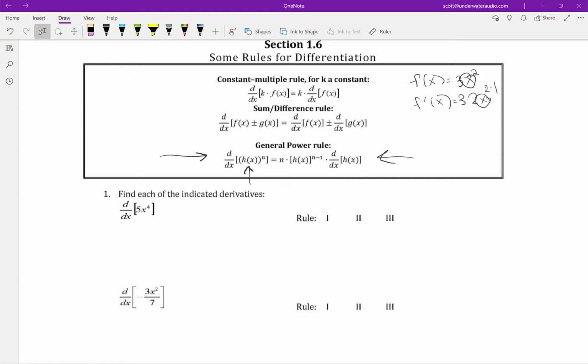So for number 1, it says take the derivative of 5x to the 4th. The first thing I'm going to do is bring the 5 outside because it's a constant and just do the derivative of x to the 4th. That was rule number 1. And then to do the derivative of x to the 4th, that's 5 times we bring the power down and then do the power minus 1. So simplifying that, that's 20x to the 3rd. We just used the general power rule, in its simplest form.